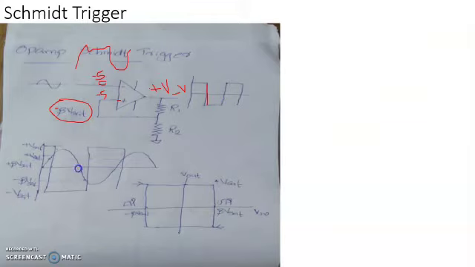And the input-output voltage relationship is shown here. Output is at plus V saturation. As the input increases and reaches plus beta V saturation, output switches from plus V saturation to minus V saturation. Now the output remains as minus V saturation until the input becomes lesser than minus beta V saturation. The moment it becomes lesser than minus beta V saturation, output switches back to plus V saturation.